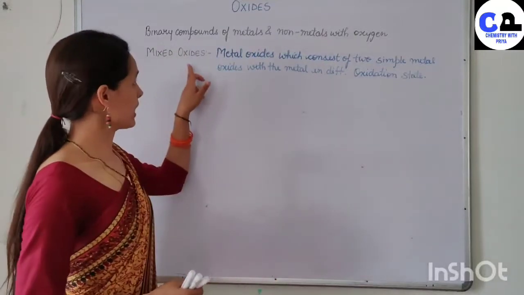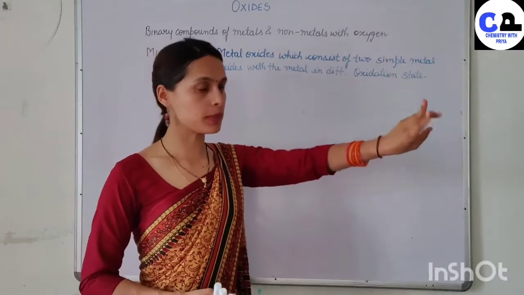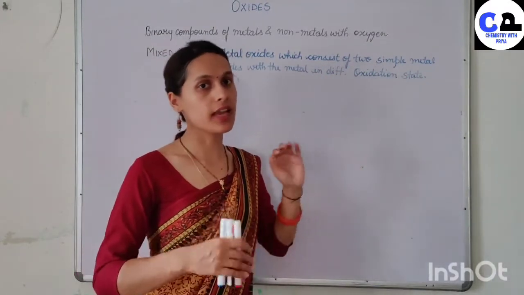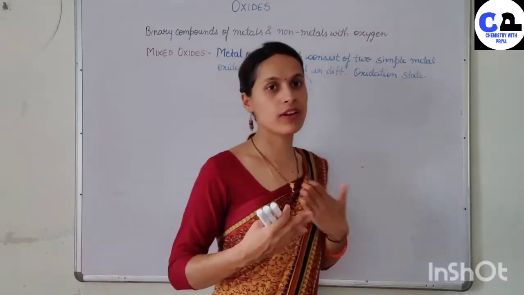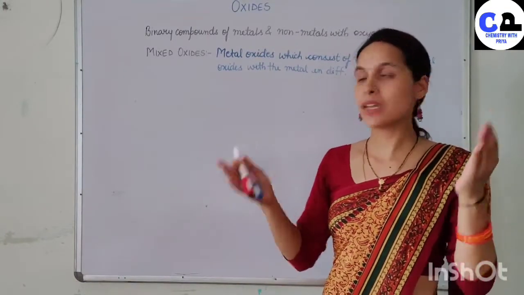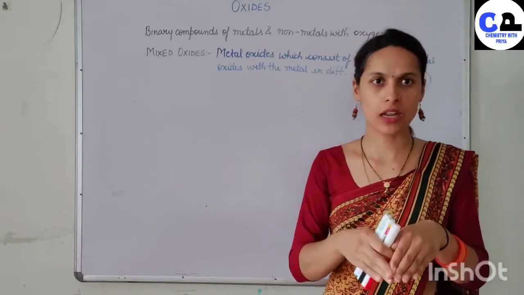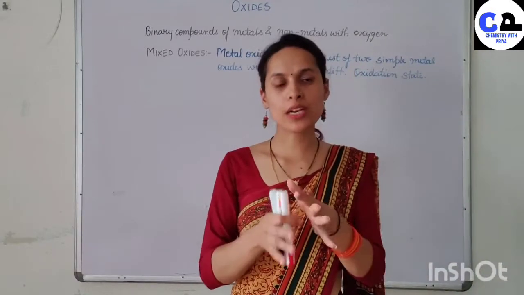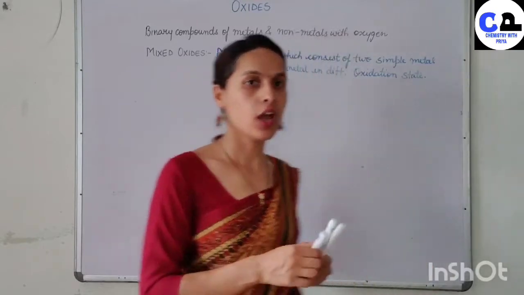Mixed oxides. So what are mixed oxides? Metal oxides which consist of two simple metal oxides with the metal in different oxidation states are known as mixed oxides. If we have to define the mixed oxide in a simple manner, we'll say that a mixed oxide is actually a combination of two simple metal oxides. It means if a metal forms two different oxides, then the combination of those two simple oxides becomes a mixed oxide.